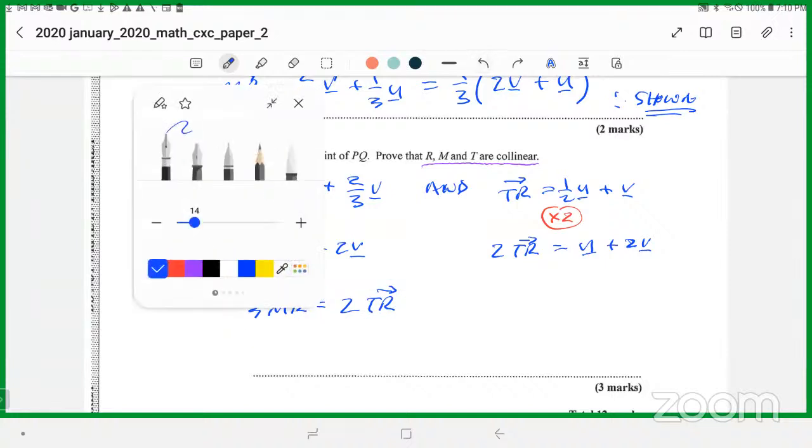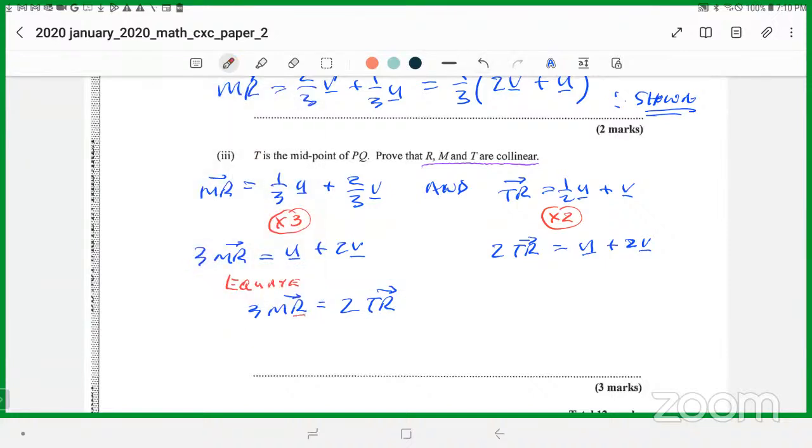It's obvious what the common point is. R is on that vector, R is on that vector. And so we have satisfied the two conditions for collinearity. The first condition is that you must have parallel vectors, which we have. So you're going to state it: MR is parallel, this is the symbol for parallel, to TR. The other one is that they have a common point, so state the common point.